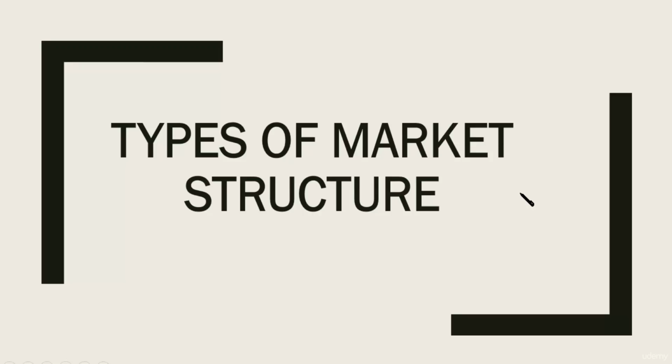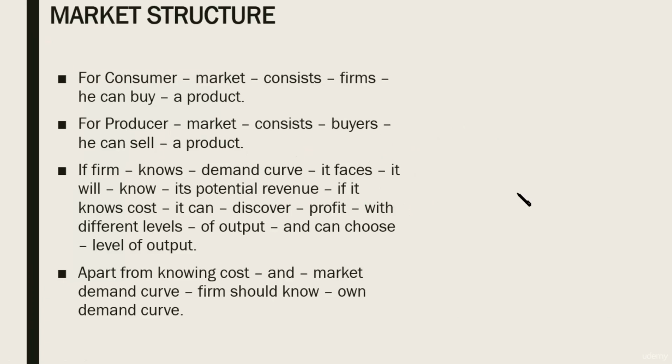Let's understand different market structures explained in economics. See, for a consumer, market basically consists of the firms where he can buy a product. And for a producer, market consists of buyers where he can sell a product. So if a firm knows its demand curve which it faces, then it will know its potential revenue.